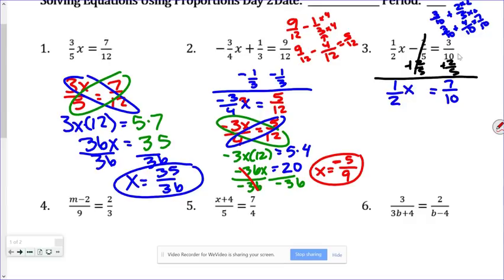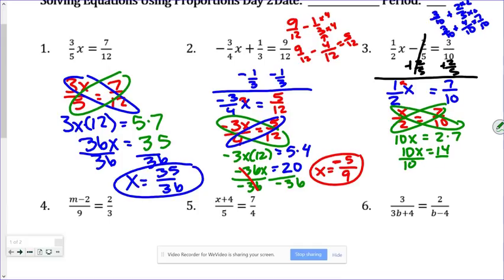Okay, let's move the x to the numerator here. So I have x over 2 is equal to 7 over 10. And then I'm going to cross multiply. So 10 times x equals 2 times 7. So 10x is equal to 14. Divide both sides by the number in front of x. So x equals 14 over 10. Let's reduce that. So I divide both top and bottom by 2. So I should get 7/5 as my answer.